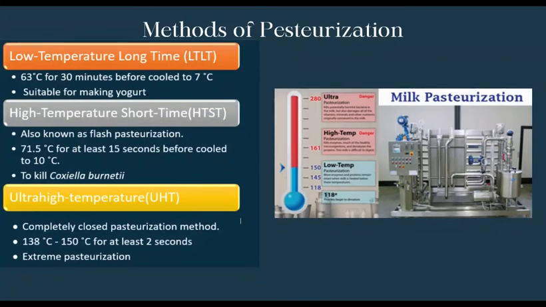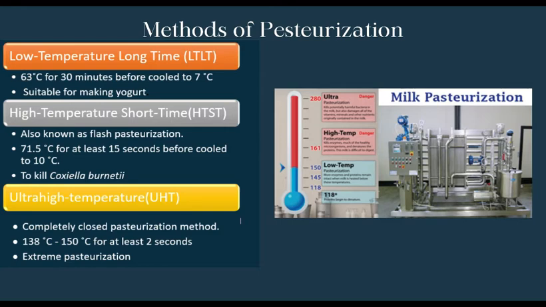Different methods of pasteurization. First, low temperature, long time. The temperature used is 63 degrees Celsius and held for 30 minutes before being cooled to 7 degrees Celsius. This method is suited for making yogurt. Second one is high temperature, short time.